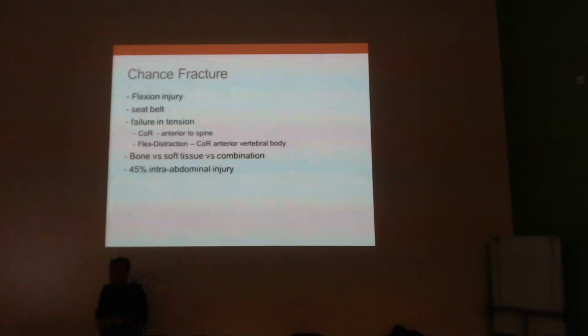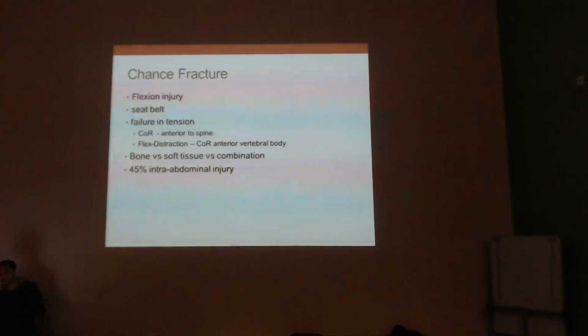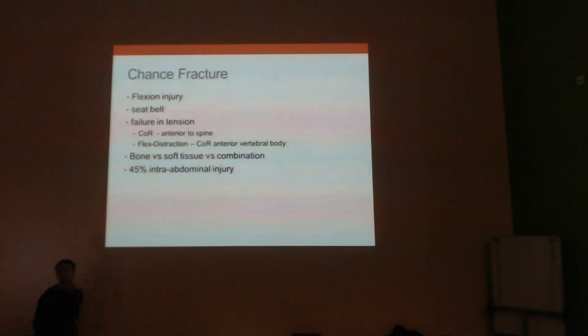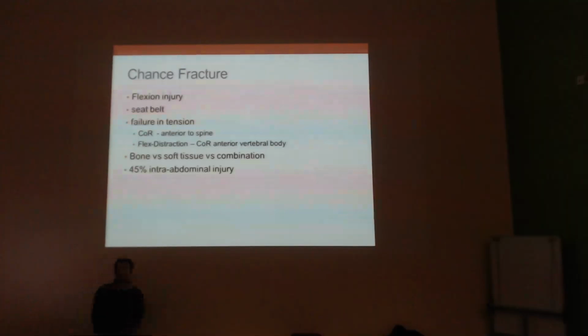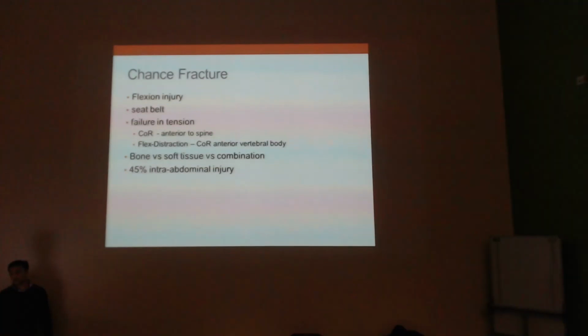There are 2 types. It can be bone or soft tissue, or a combination of the 2. What's the best type to have? Bone, soft tissue, or combination? Probably bone. Why is the bone one the best one to have? It heals together better. So you can treat it in a brace, and it's reasonable to treat a chance fracture in a brace if it's a bony chance. If it's a soft tissue chance, it just may not heal.